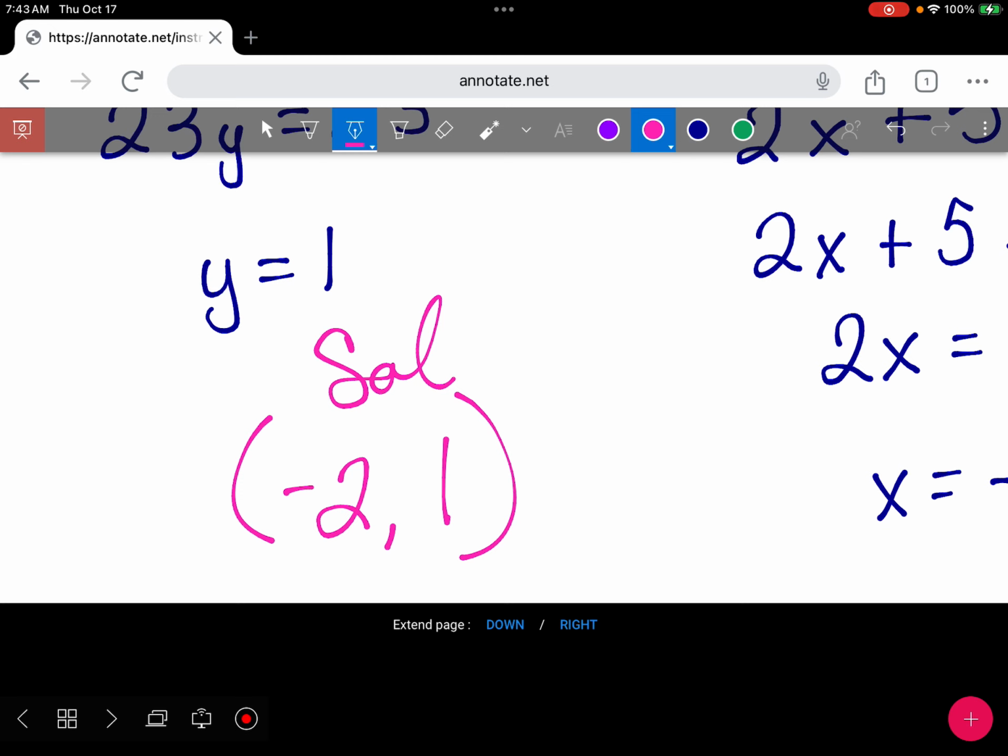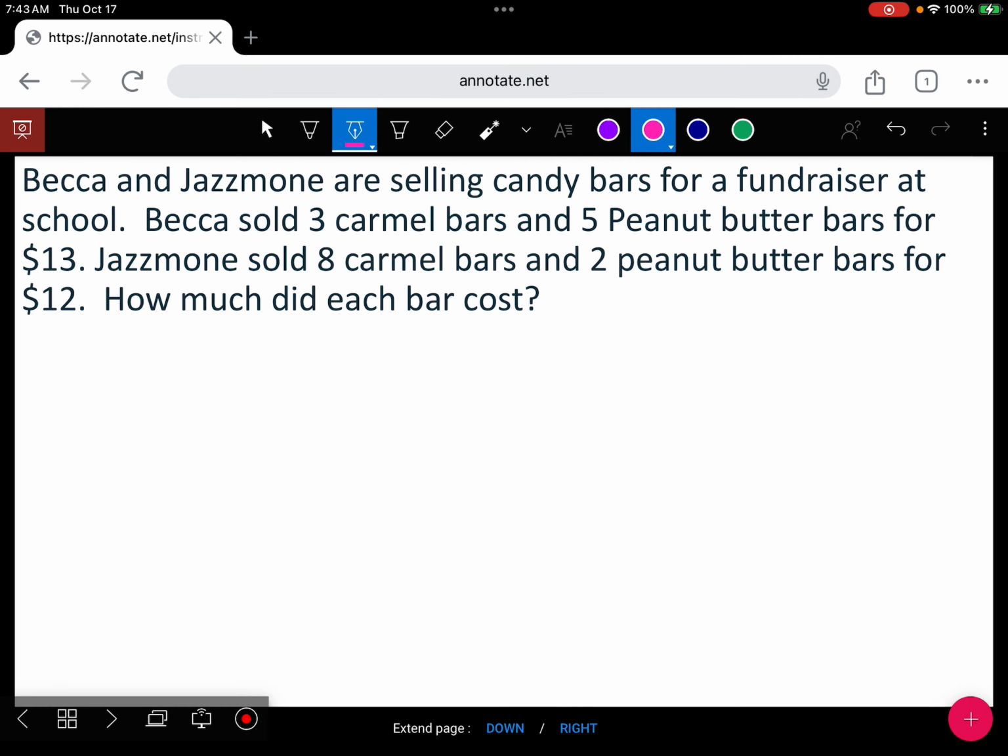Okay, one more that we're going to do, and kind of like yesterday, we're going to end with a little story. But there's some like this on the homework, and these show up a lot. And honestly, these have a tendency to show up on things like PSAT. They love these kind of fundraiser stories.